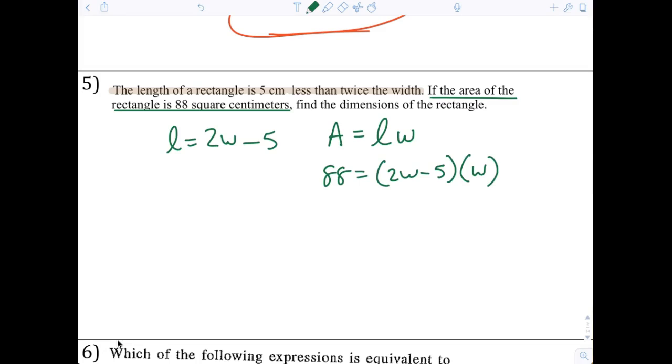Yes, I have to distribute the W. And when I distribute the W, I get 88 is equal to 2W squared minus 5W. Now it's a quadratic. So what do I have to do to the quadratic? Set it equal to 0, which means bring the 88 over. So I have 2W squared minus 5W minus 88 equals 0.